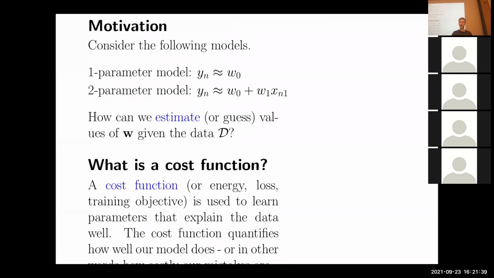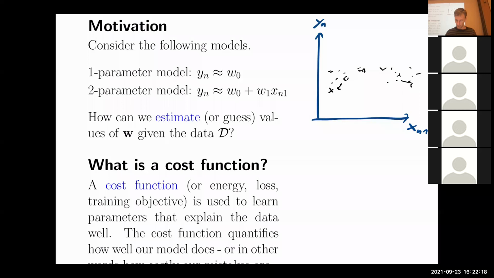Why do we need a cost function? This is about what is a good model and what is a bad model for a given data set. So let's consider a data set. Let me make maybe 2 variables. I observe one feature, x_n1, and then I observe a label. So that's my data set. Here are my data points. And the question is now, what is a good model for this data set?